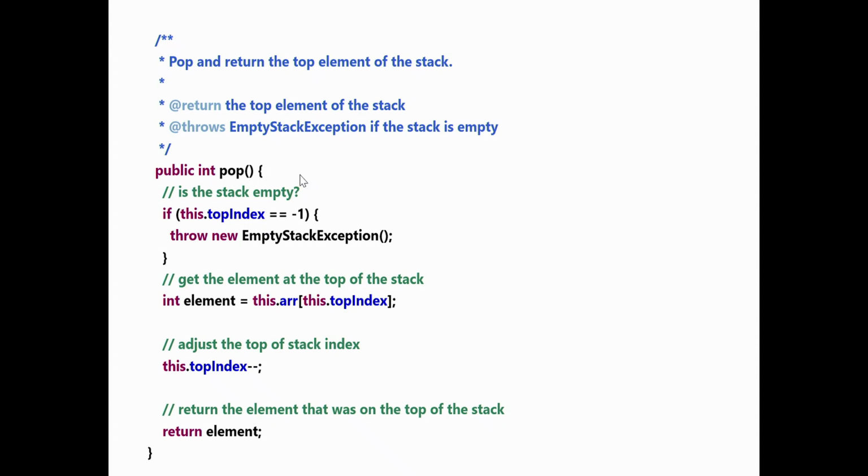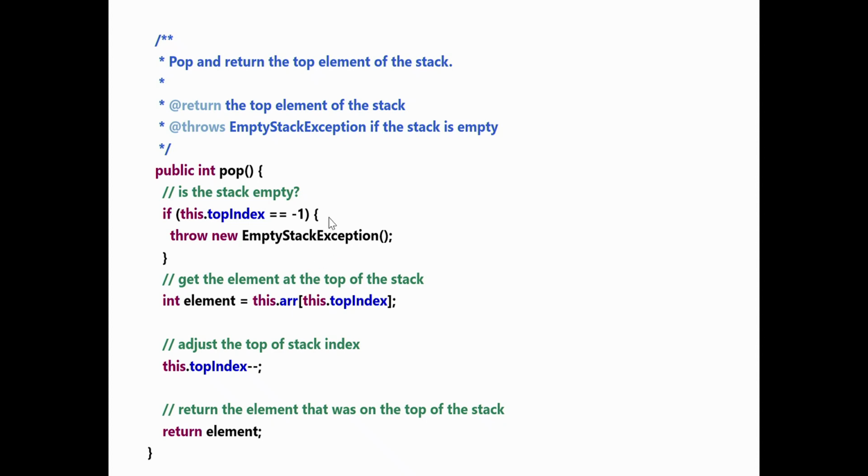Okay, so how do you pop a stack? So ignore the if statement first. Get the element at the current top index. Adjust the top down by 1. And then return the element that we remembered 2 steps ago.